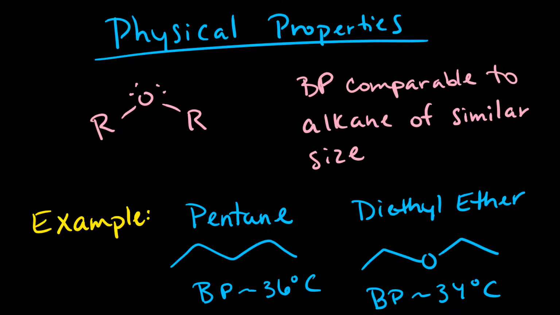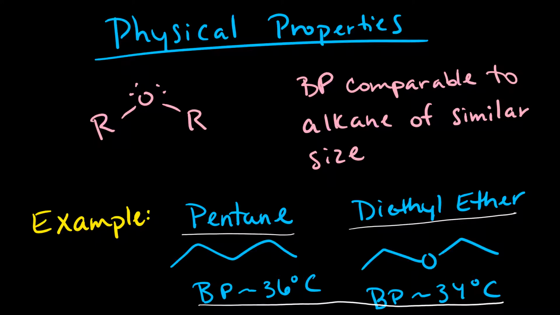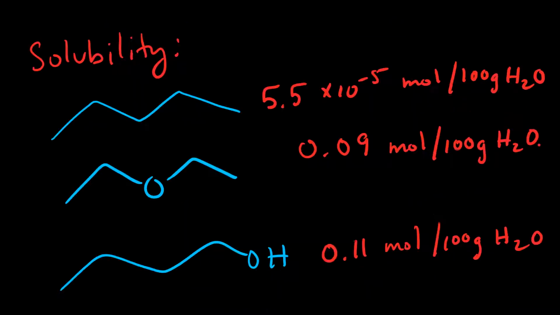Remember that the alcohol, which was able to hydrogen bond with itself, had very high boiling points, but if you compare an ether to a similarly sized alkane, say pentane to diethyl ether, the boiling points are really not that different. And so not being able to hydrogen bond is going to have pretty dramatic consequences on the melting and boiling points of these ethers.